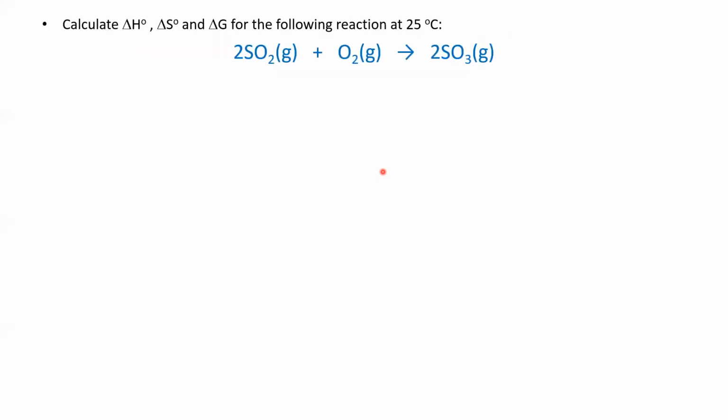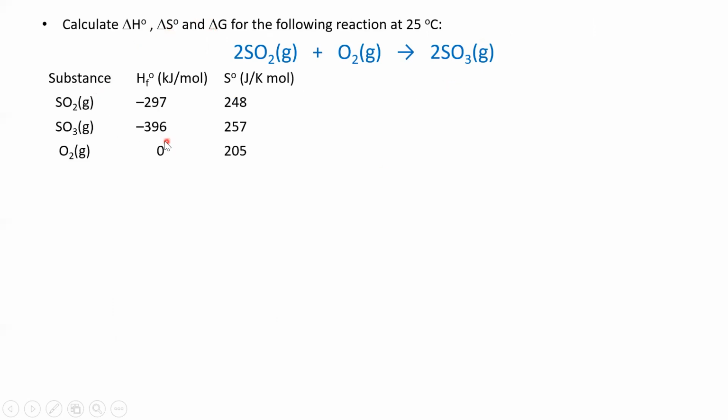All right, so let's add on just a little bit to this. We're going to look at calculating the enthalpy, calculating the entropy, and calculating the Gibbs free energy. So we've got our reaction here, and now we have a table. The enthalpy values are things from Chem 1. The entropy values are things that we just went over. So let's look at the delta H first.